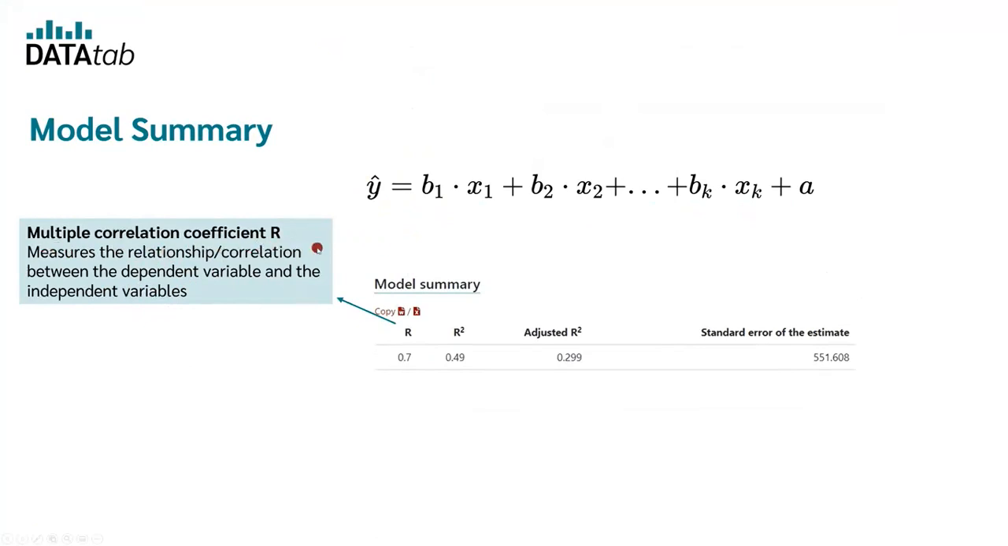Or to say it in other words, with the regression coefficients and the independent variables, an estimate of the dependent variable is calculated. R now indicates how strong the correlation is between the true dependent variable and the estimated variable. Therefore, the greater the correlation, the better the regression model.